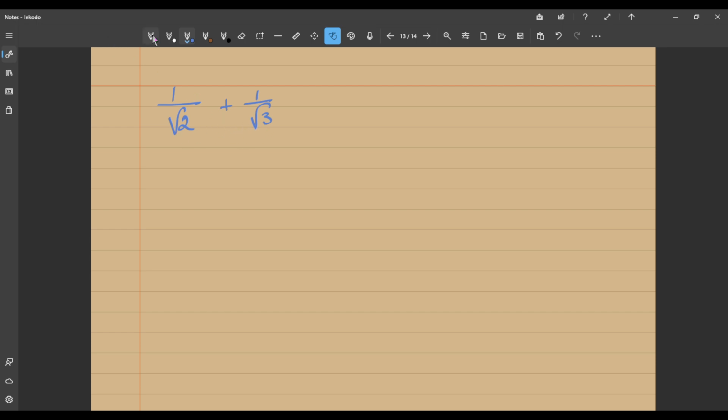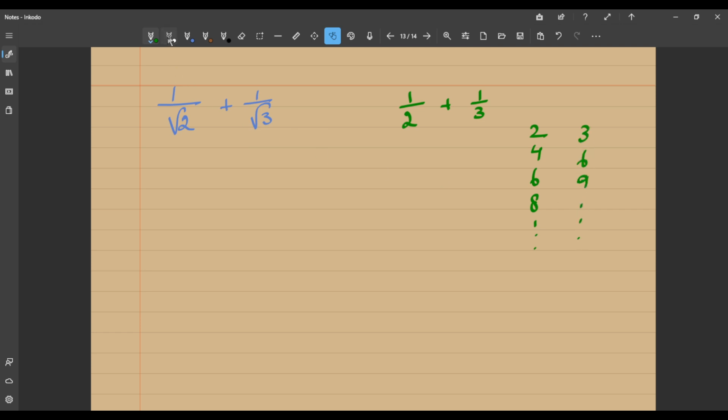In order to do this, let me compare this with our normal addition of rational numbers, half plus 1 by 3. What do we do? We just find the LCM of the denominators 2 and 3. In order to find that, we write down the tables or the multiples of 2. What are the multiples of 2? 2, 4, 6, 8 and so on. And the multiples of 3: 3, 6, 9 and so on.